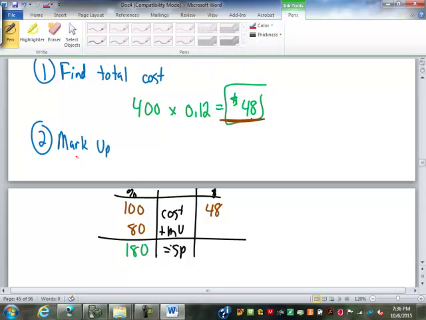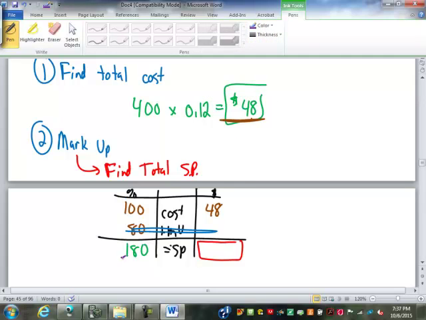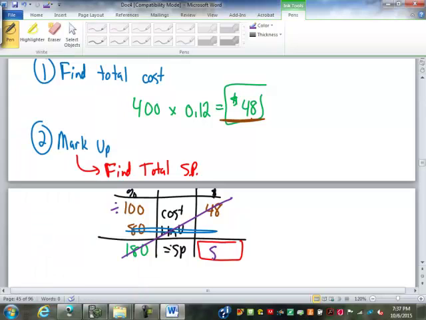The purpose of calculating the markup is to find the total selling price. So what we're finding here really is the amount of the selling price total, not necessarily the dollar amount of the markup. So I can ignore the markup for now. We're going to do 180 times 48 divided by 100. That gives us $86.40.